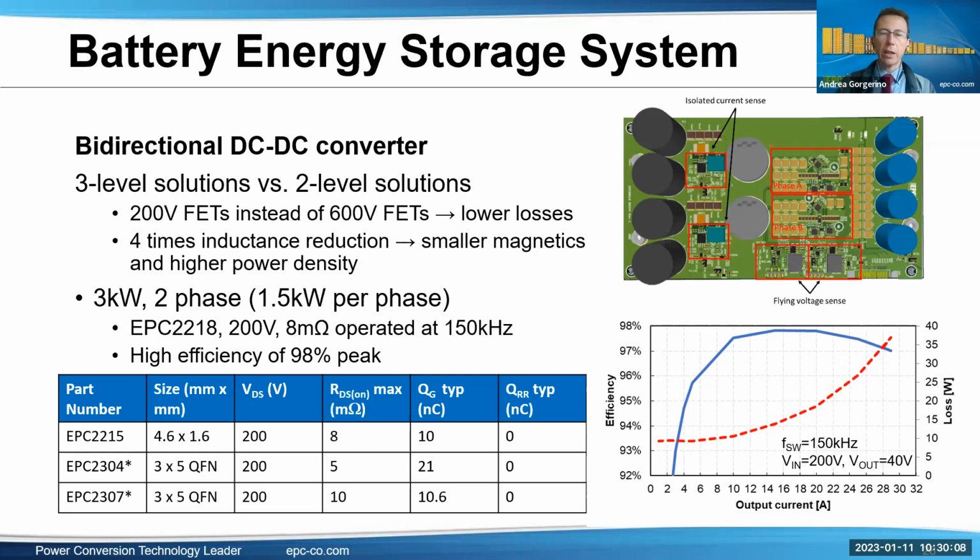This is a 3 kilowatt 2-phase system, so 1.5 kilowatt per phase. It is using a 200 volt EPC 2218, operating at 150 kilohertz. And this allows us to achieve a maximum 98% peak efficiency in battery charging mode. So again, 200 volt devices are what would typically be used here, like the 2218, which is a chip scale package. And we also have QFN GaN FETs in the 200 volt class, which are the 2304 and 2307.